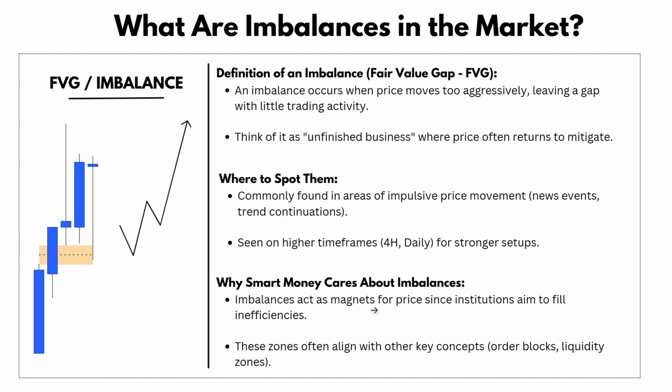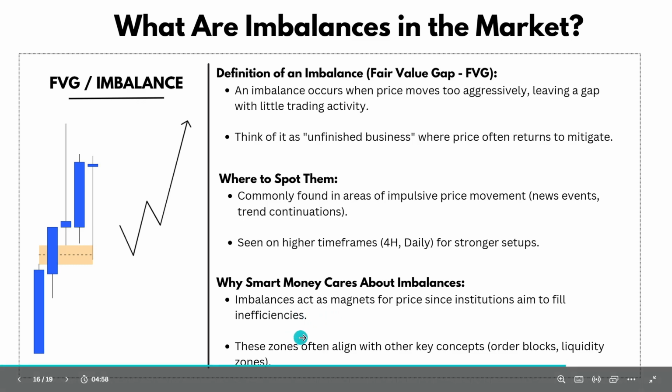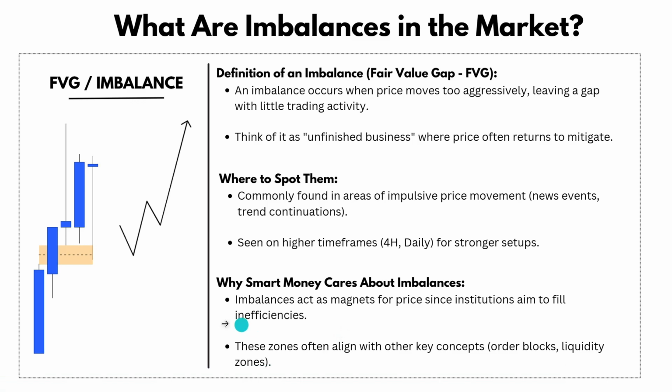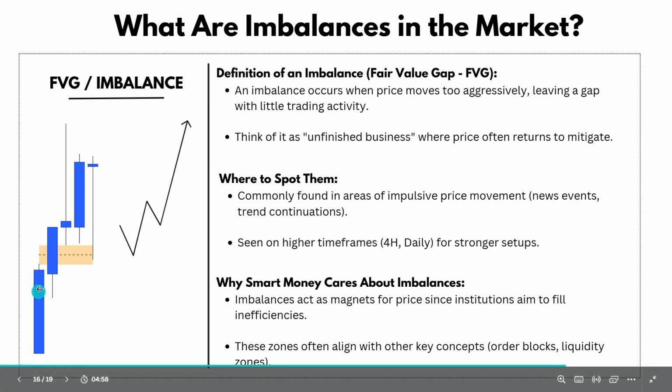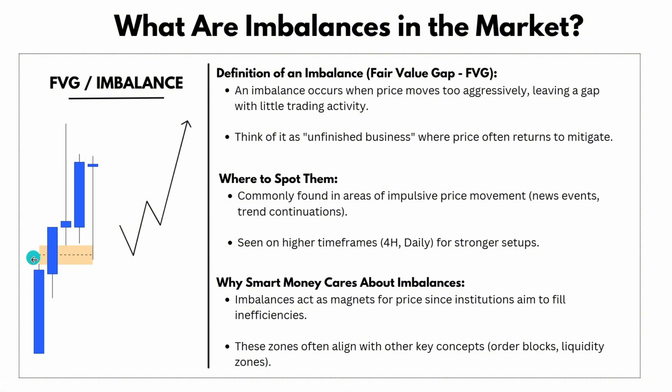Imbalances act as magnets for price, since institutions aim to fill inefficiencies. These zones often align with other key concepts, such as order blocks or liquidity zones. So as we can see here, after price gives us a sharp move higher and leaves this imbalance, the institutions have to pull price lower to fill in these gaps. We cannot leave these gaps empty when we are trading. So the institutions have to pull price lower or higher, depending on whether we have a bullish fair value gap or a bearish fair value gap, to fill in that fair value gap and then push price back higher. So this right here is our imbalance.